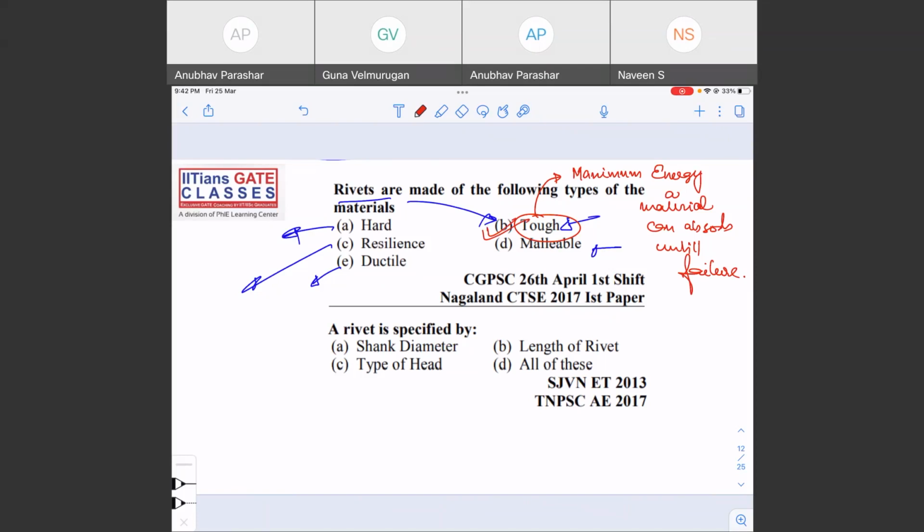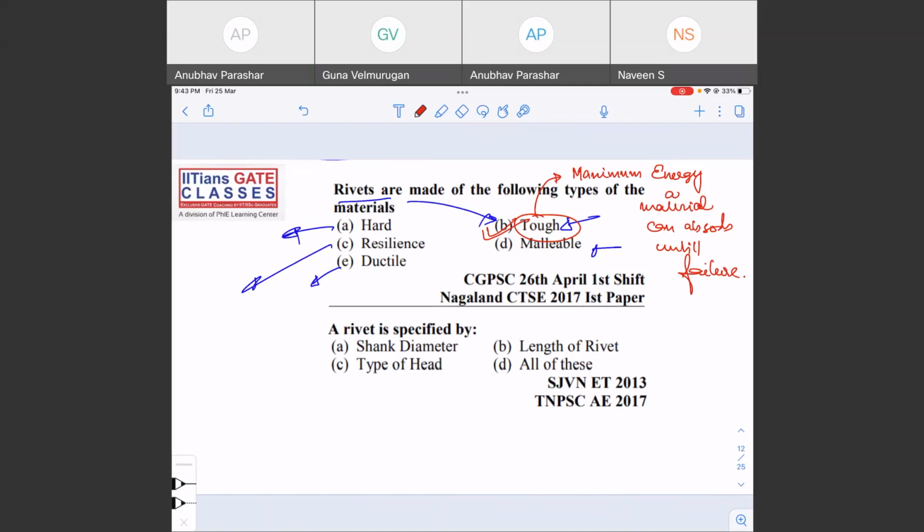Okay, if toughness wouldn't have been there, then you could have marked resilience, right? Resilience is the capability of absorbing energy, but toughness is the maximum energy up till failure.